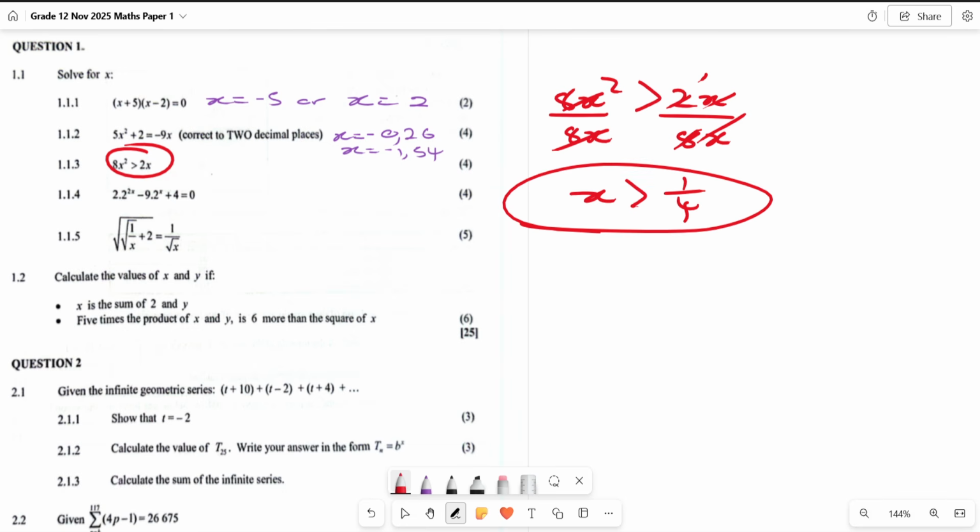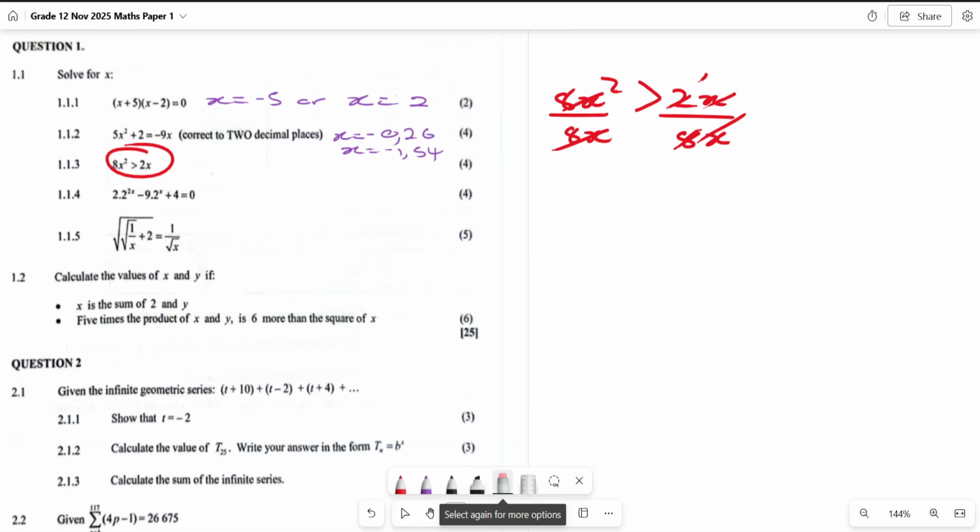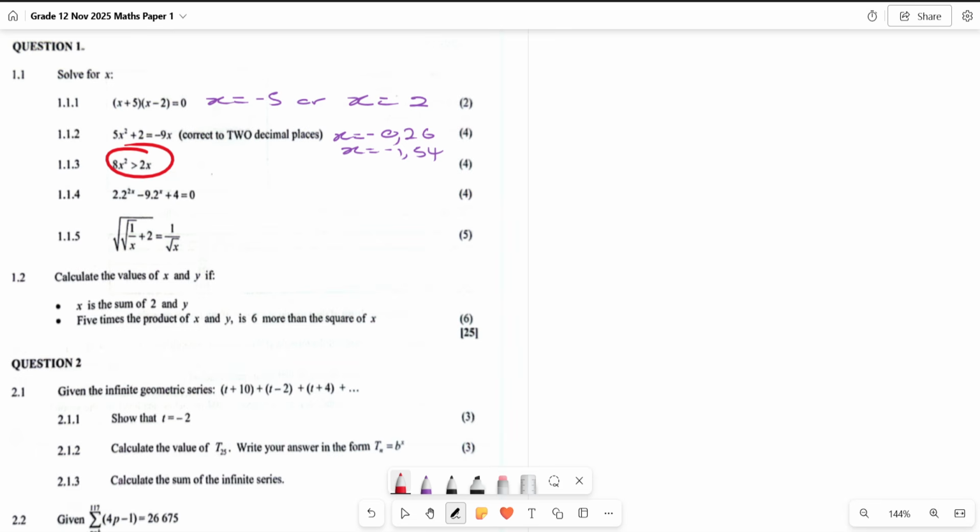Guys, this question is 4 marks. It's an inequality, so you need to end up having 2 different answers. You can't just do it like this, otherwise it's going to be marked wrong. Maybe they will show you mercy and give you the answer for x is greater than 1 over 4. But we are going to do this the proper way, the way that you should have been doing it since. So this is what we'll do.